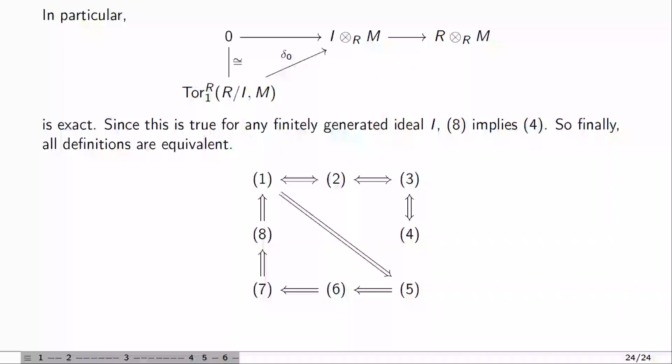So the final square is just how the eight equivalent definitions are equivalent. And that is the end of my talk. Thank you. Thank you very much.